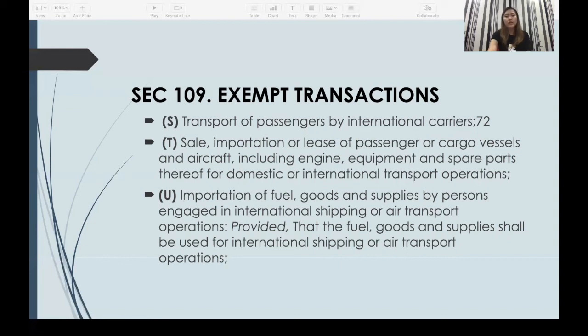Importation of fuel, goods, and supplies by persons engaged in international shipping or air transport operation. Fuel, goods, supplies by whom? It should be any person engaged in international shipping or air transport. Example, si PAL, Philippine Airlines. Nag-import siya ng fuel, gas, and supplies for international operation, VAT exempt agad. Also, provided na from the Philippines, directly, it should go to foreign ports. Like from Philippines to Singapore, then bumalik ng Cebu, hindi pwede. It should not stop in any ports in the Philippines. If nangyari yon, subject to VAT na siya.